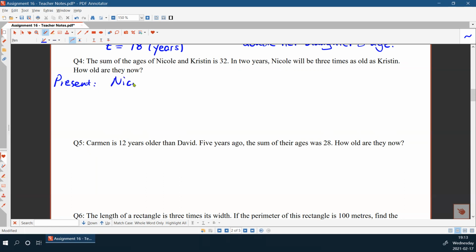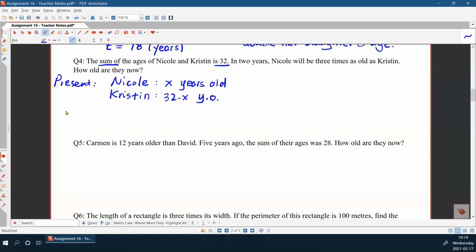Nicole, for example, here we use X to denote Nicole's present age, X years old. And Christian is 32 minus X years old, right? Because here it says the sum of the ages is 32. So the other person's age is 32 minus X, right?